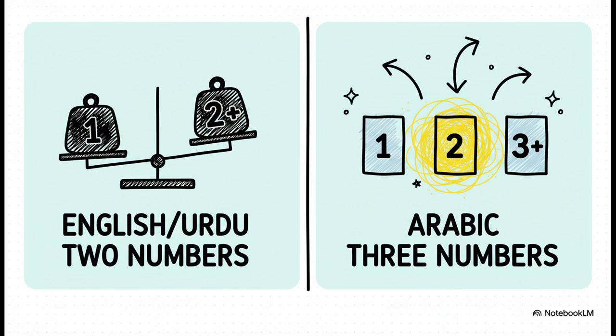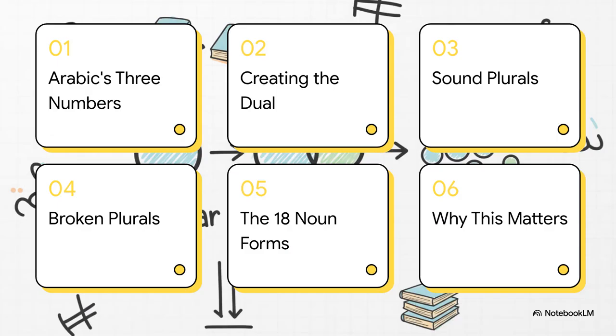It has a specific dedicated grammatical form for when there are exactly two of something. This is called the dual, and honestly, it gives the language a kind of precision that most of us just aren't used to.